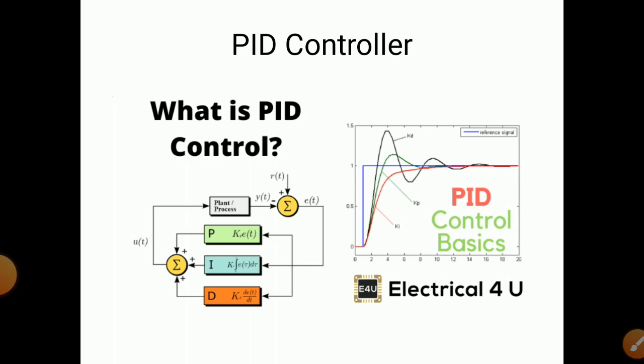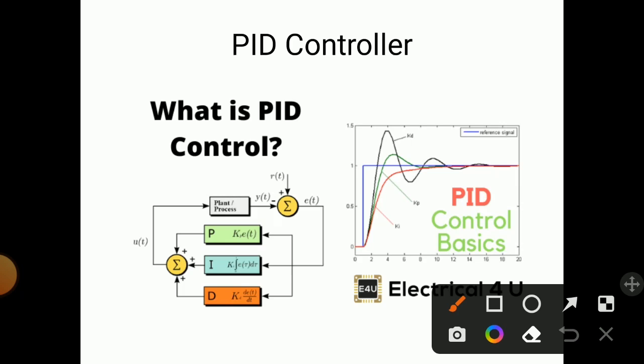Now, what is a PID controller? A PID controller consists of three controllers, that is P, I and D. P means proportional, I means integral and D means derivative. These control actions are selected properly and the output of this controller is given to the plant or process. In this diagram, this is the plant or process to be controlled, and the input to this plant is this PID network, a combination of P, I and D.